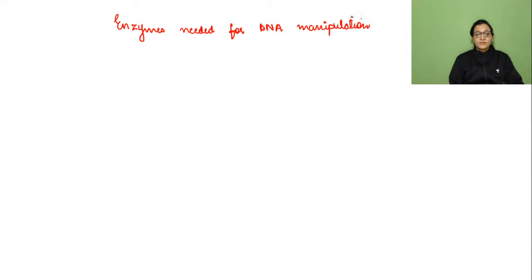Now the topic of today is modification enzymes needed for rDNA technology, or we can say enzymes needed for DNA manipulation. We'll be talking about all those enzymes which are responsible for producing our recombinant DNA. We need certain kinds of enzymes so that we can cut the desired gene, and then introduce this desired gene into the vector. All those things can be done only with the help of enzymes.